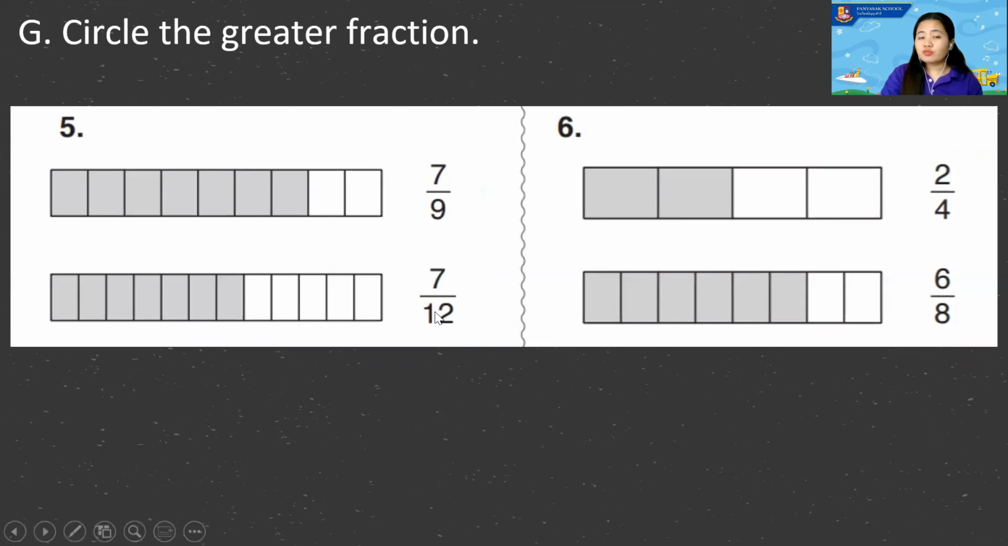So what will be the bigger fraction or the greater fraction? That is 7/9. So it is longer. The last one, we have 2/4 and 6/8. So which one is the greater fraction? Okay, so it is longer. So that is 6/8. Okay, very nice. You know what a greater fraction is. So now for the last letter.